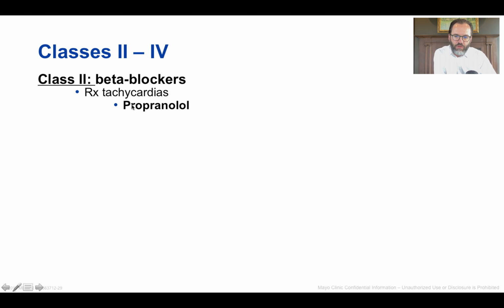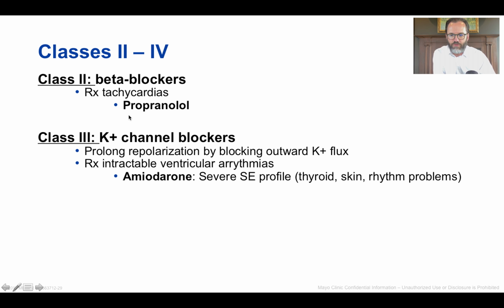So class 2, we've got beta blockers. They're predominantly used for treatment of tachycardias, preventing the sympathoexcitation and increases in heart rate associated with it. Propranolol is an example of that.